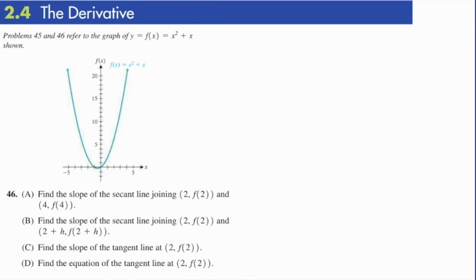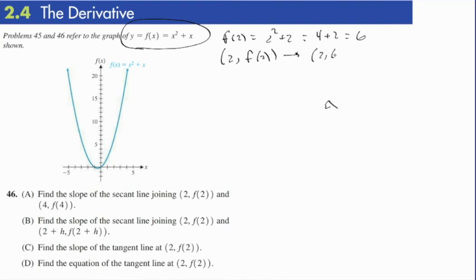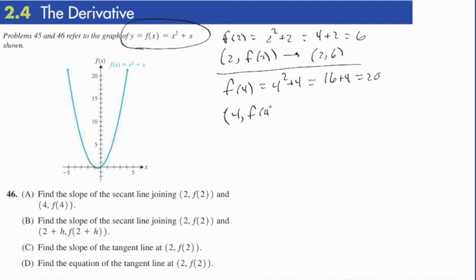So here's an example from the exercise section of the textbook. Number 46 says find the slope of the secant line joining 2, f of 2 and 4, f of 4. And we see here's our function definition. So f of 2 is equal to 2 squared plus 2, which is 4 plus 2, which is 6, which means that 2, f of 2 is the same as writing 2, 6. Then we want to look at 4, f of 4. So f of 4 is 4 squared plus 4, this is 16 plus 4, which is 20. So the point for f of 4 is the same as writing the point 4, 20.